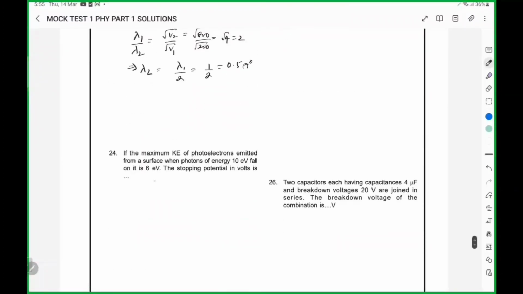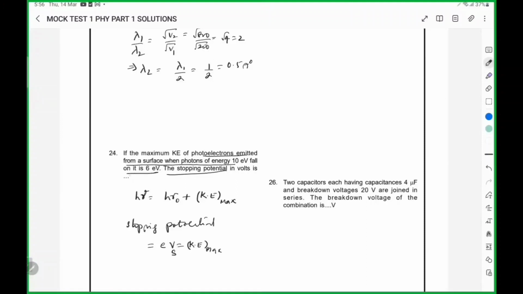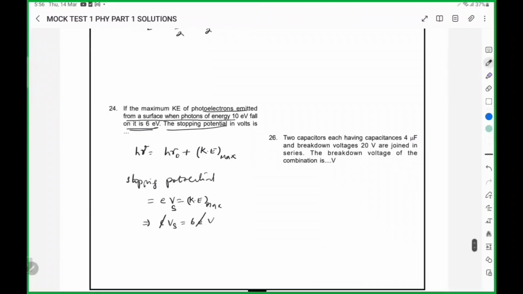The maximum kinetic energy: so the Einstein photoelectric equation is h nu equals h nu naught plus kinetic energy maximum. The stopping potential times e, that is eV, is equal to the maximum kinetic energy. He told that the photoelectrons emitted from the surface have 6 electron volts. So the stopping potential is 6 volts.